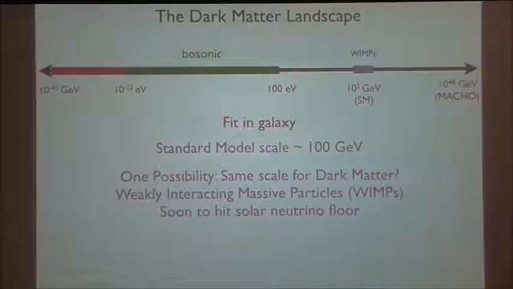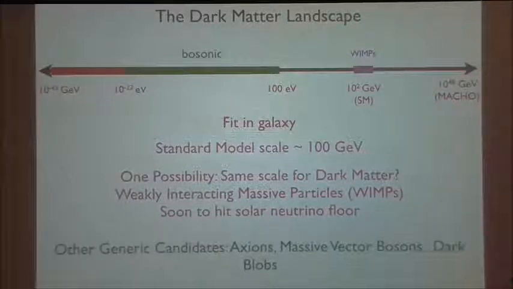But WIMPs are by no means the only dark matter candidate. If you ask a theorist, it's pretty easy to come up with theories of dark matter. And there are other very generic dark matter candidates out there: axions, massive vector bosons, and what are called dark blobs, which I will discuss more as we go through this talk.